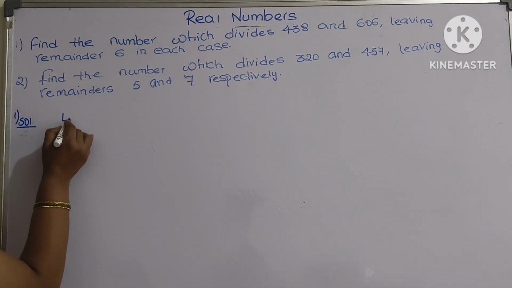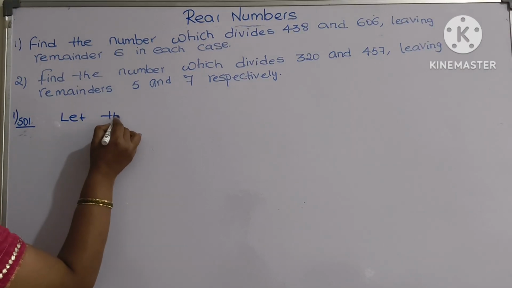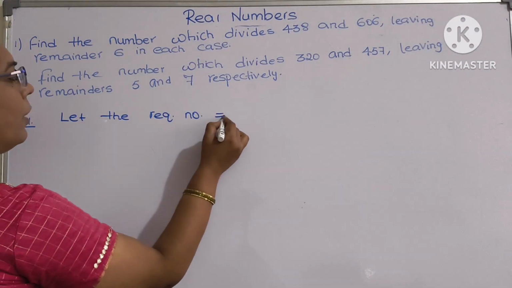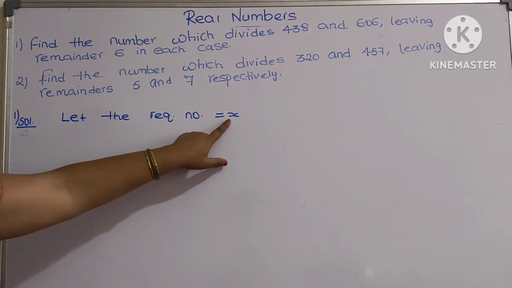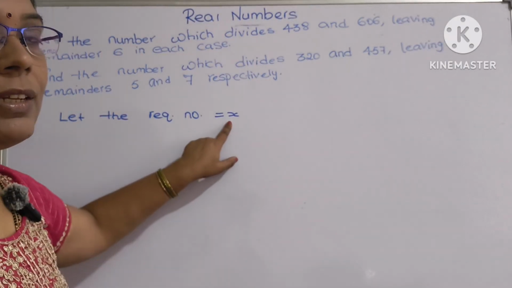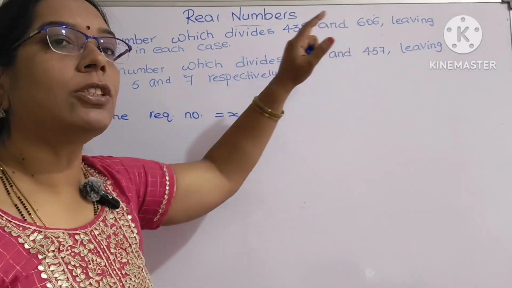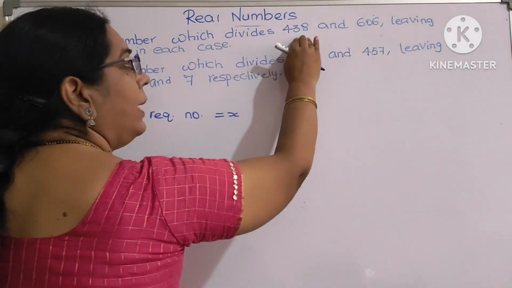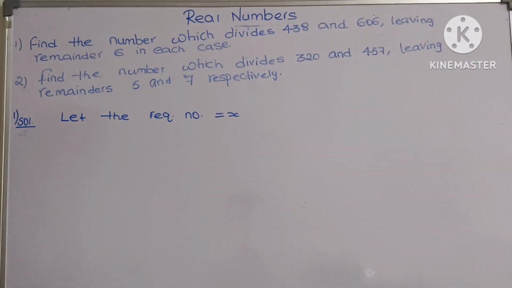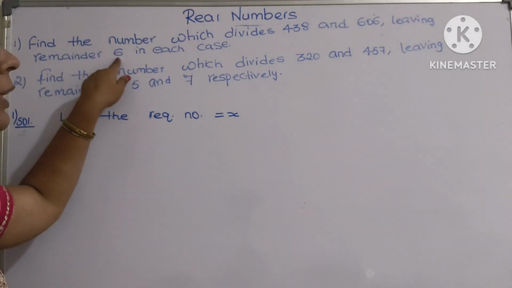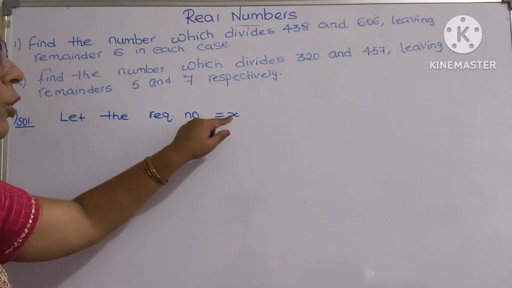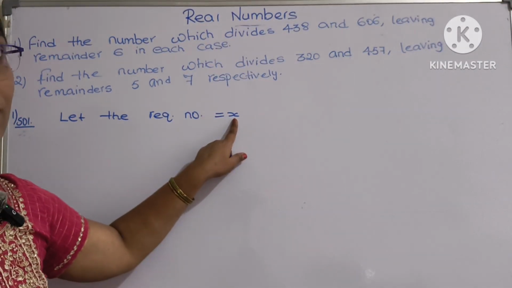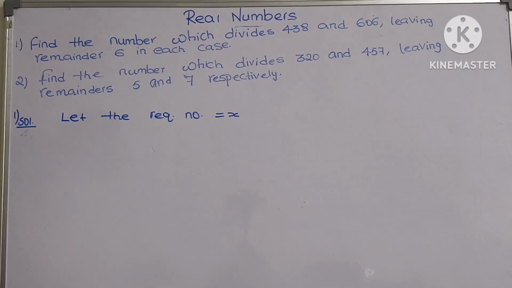So let us write, let the number be x. Let the required number be x. Now look, what is this number? Is this number bigger than the given numbers or smaller? First decide that. This number divides 438 and 606, and by doing so it is leaving a remainder 6. So if this has to divide these, naturally the number we are finding is smaller than the given numbers.